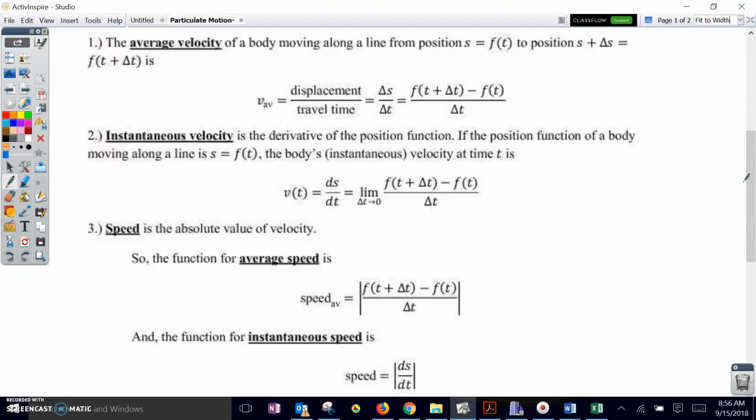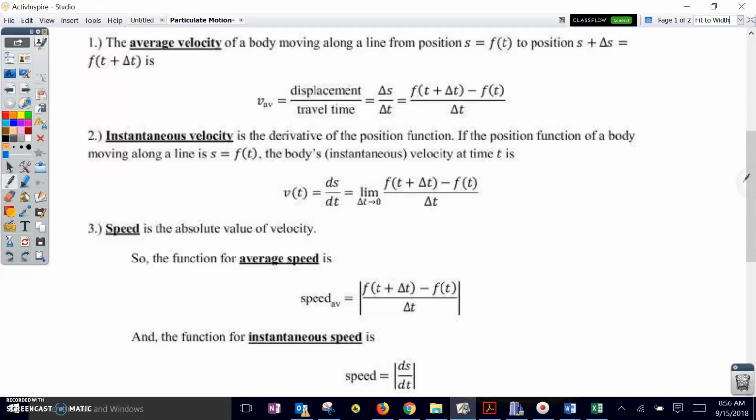We have speed. Speed is the absolute value of velocity. So in order to find the average speed, we can take the absolute value of the average velocity. And in order to find the instantaneous speed, we can take the absolute value of the instantaneous velocity. So just the absolute value of the derivative of the position function.